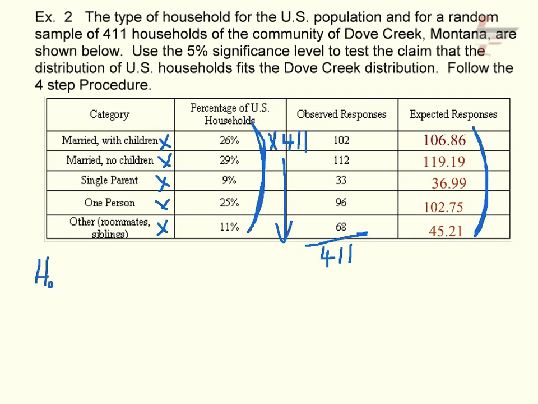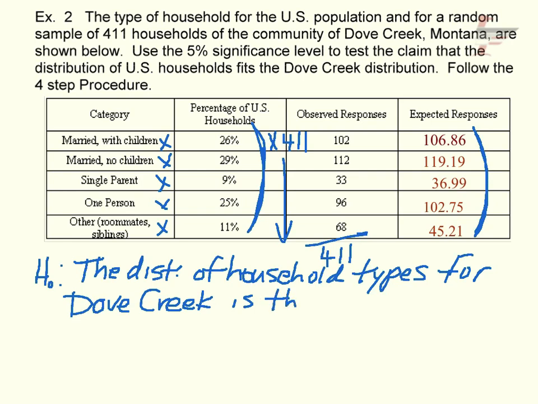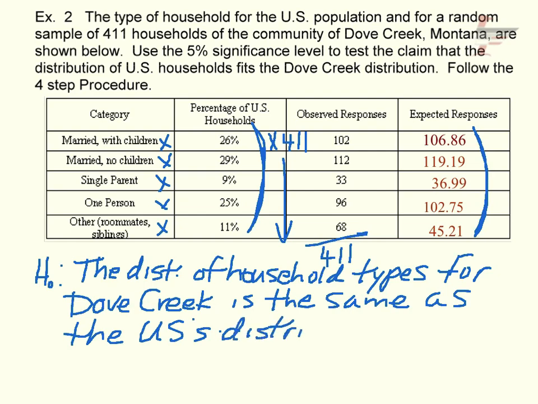Our null hypothesis in this case would be the distribution of household types for Dove Creek is the same as the United States distribution.